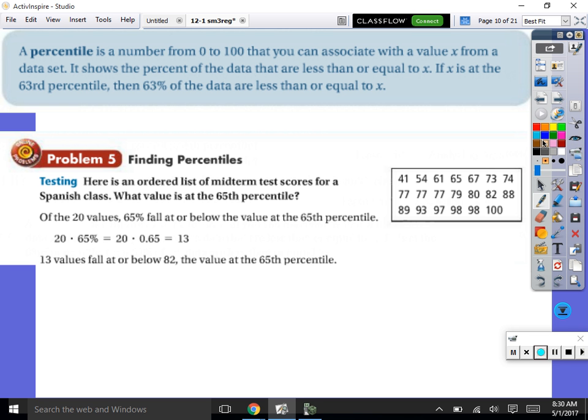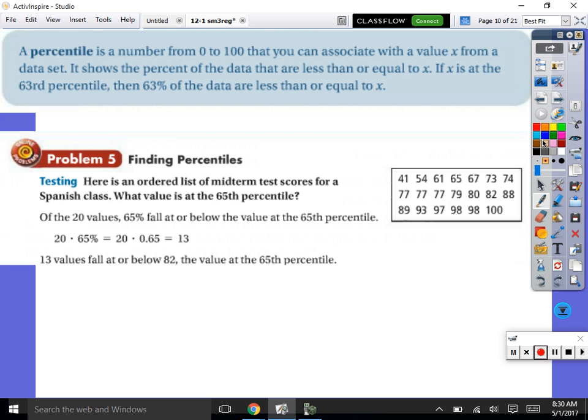So to find percent, remember, you need to know the total divided by the number you're at. So, for example, right here, this is a perfect example of that. So here are scores of a Spanish class on a test, for example. So notice, to find a percentile, this is very important. You have to have your values in order from least to greatest.